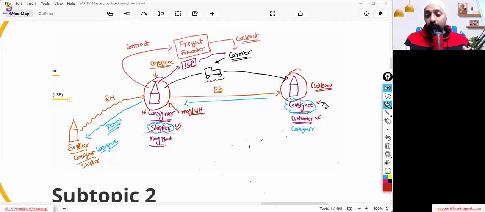For you sending it to the customer, you are a consigner. But when your vendor, your supplier, is sending it to you, you will become a consignee, and your supplier will become a consigner. Same way, if your customer is sending a return to you, then the customer becomes a consigner and you become a consignee.